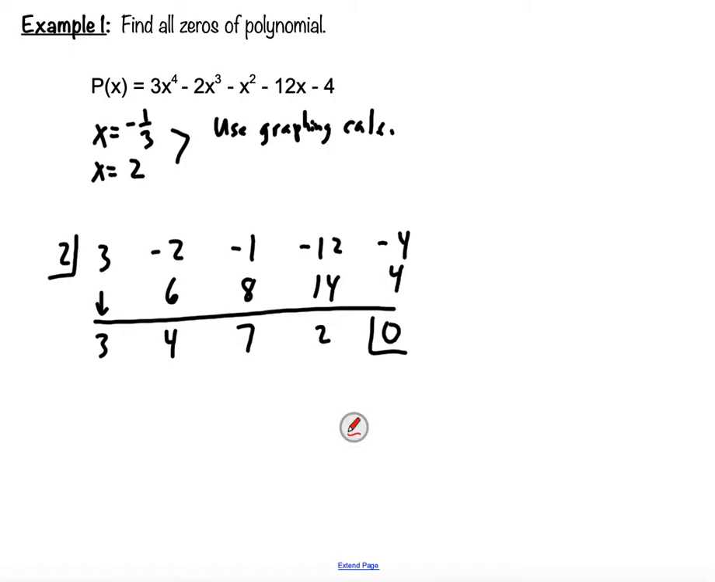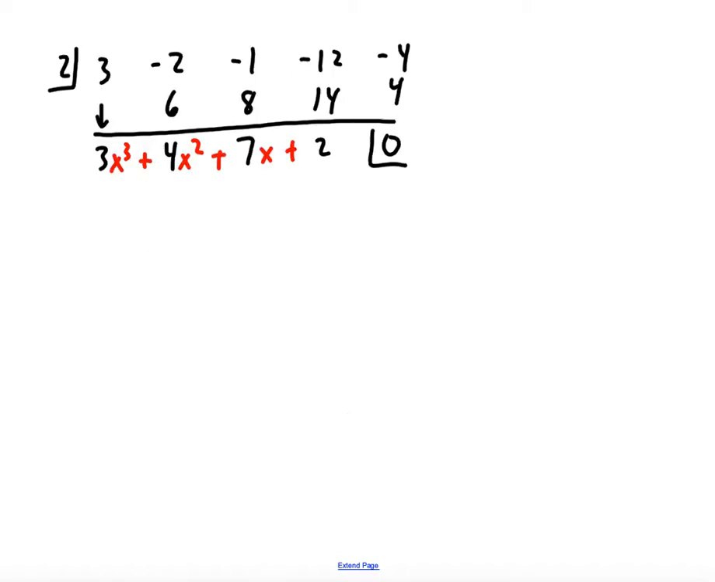Then we have to use synthetic division again. But before we do that, remember we started off at the top with 3x to the fourth. Now this drops down by a power, so this becomes 3x to the third plus 4x squared plus 7x plus 2. Now our other zero here is -1/3. Let's use the coefficients of this x to the third polynomial.